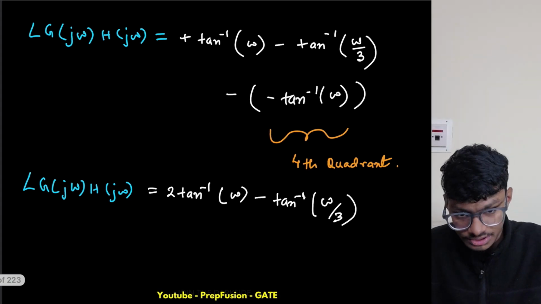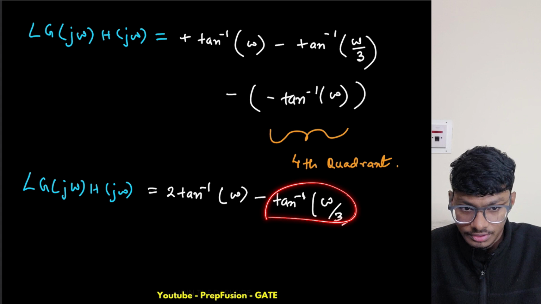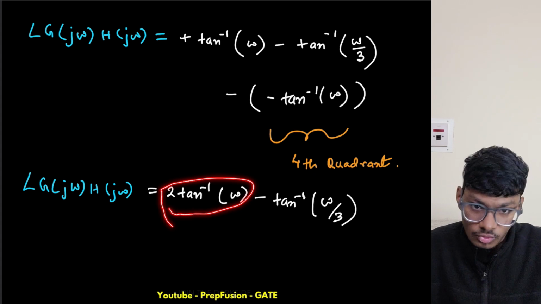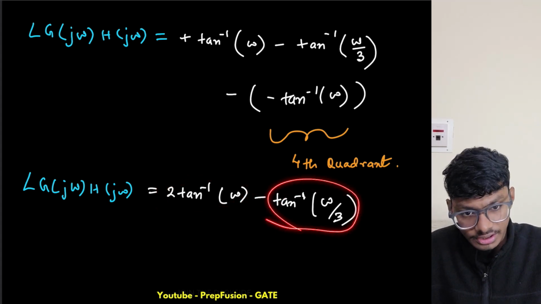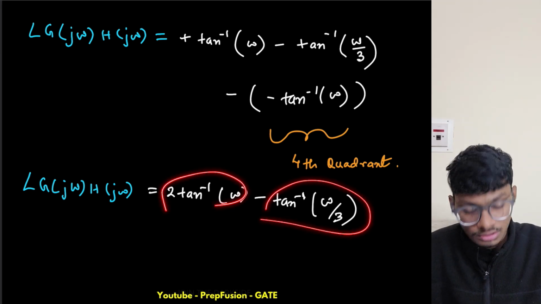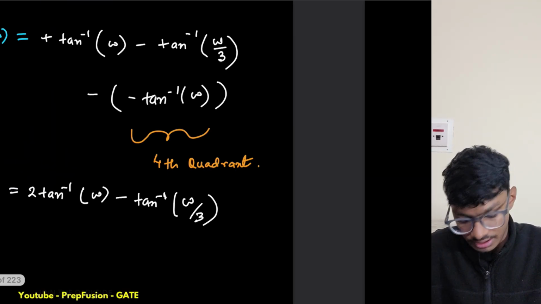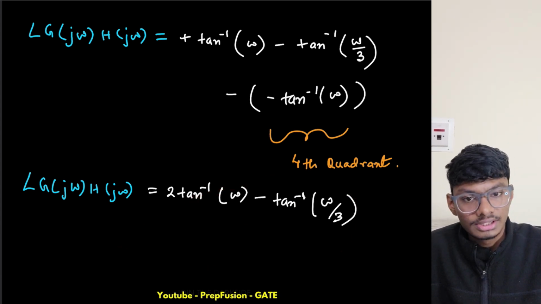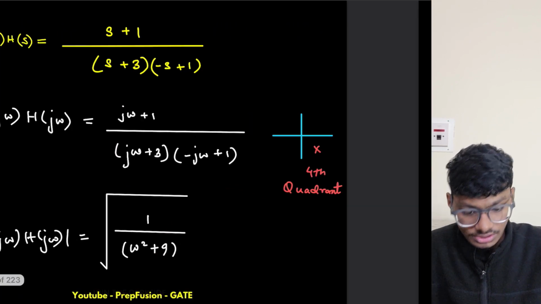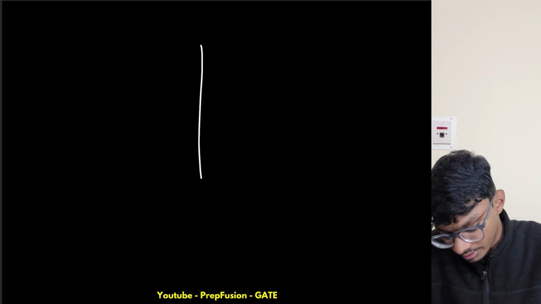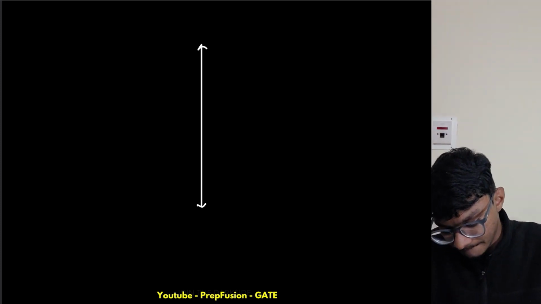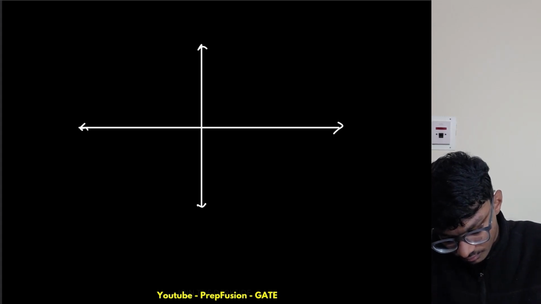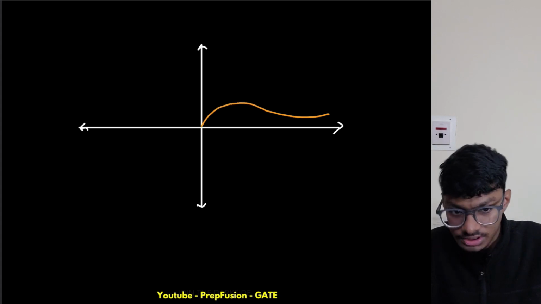Obviously the effect due to this one will come initially, then it will be due to this one. What you might say is this is 2 tan inverse omega and this is tan inverse omega by 3, so this is reducing the angle, but not to that extent. This is much more dominant. So at omega equals 0, my angle is 0. At omega equals infinity, my angle is 90. And my magnitude is always reducing. So I can say my plot will look something like this, starting from here and ending here, just like the previous case.